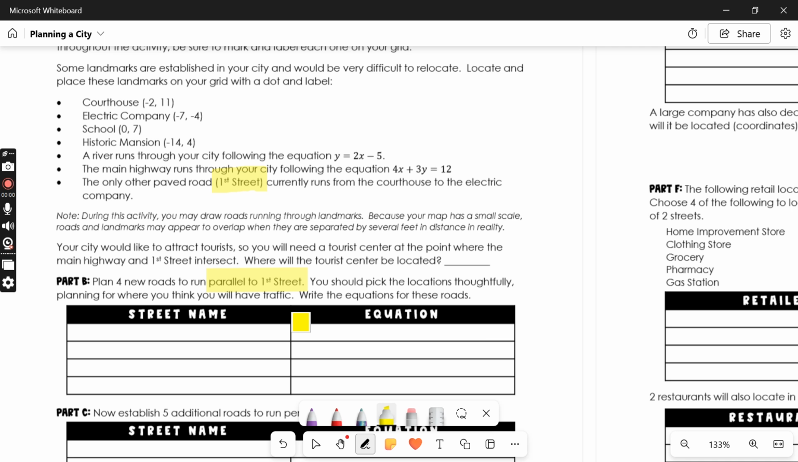Parallel means they have the same slope. So they should be going up and over the same amount. So if one of them has a slope of 1/2, then all 4 of these would have a slope of 1/2. They would just have a different y-intercept. Okay, so you're going to do 4 of them there.